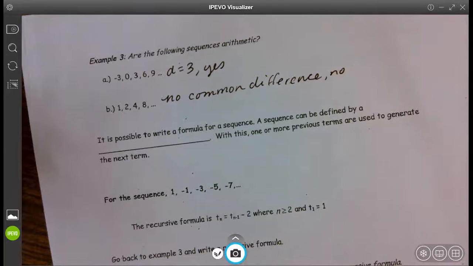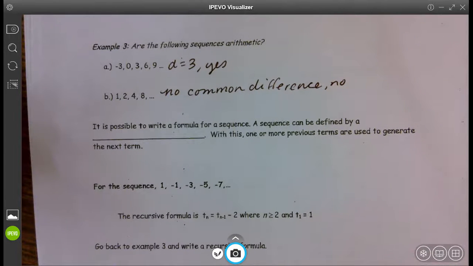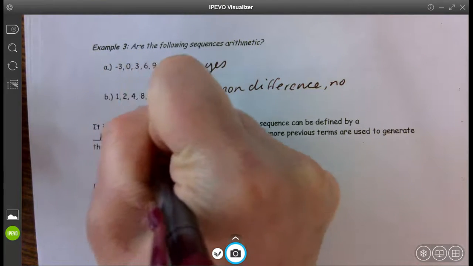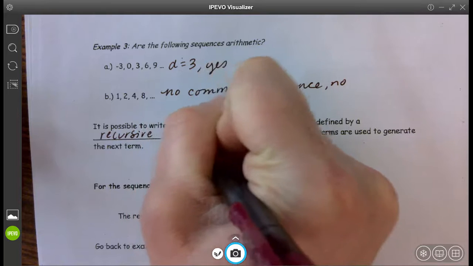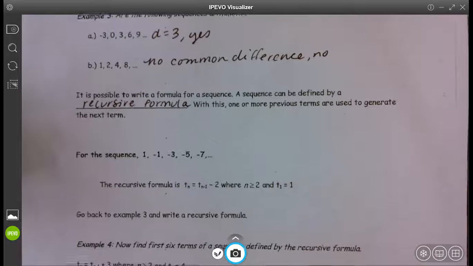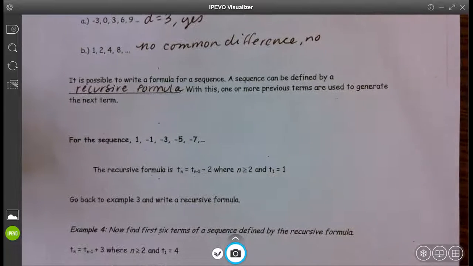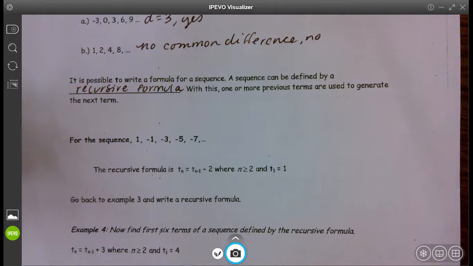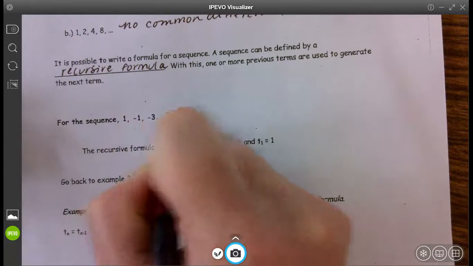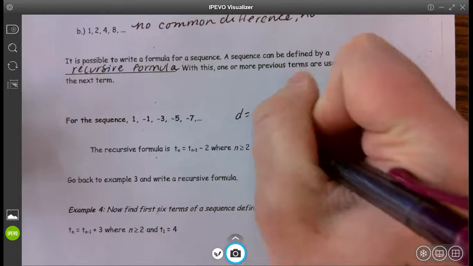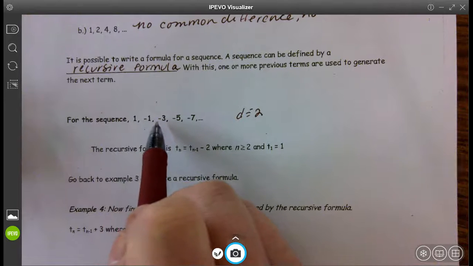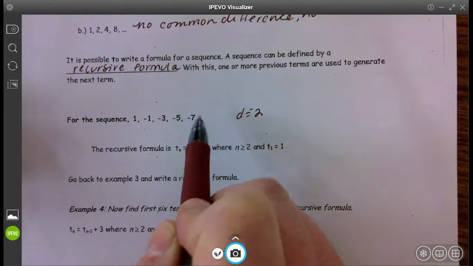So it is possible to write a formula for a sequence. A sequence can be defined by a recursive formula. So it can be written as a formula, but today we're going to focus on recursive formulas. There's going to be other ones. With this one, you use a previous term to generate the next term. So notice every time we're subtracting 2. Okay? So every time you have a term, you subtract 2. You subtract 2, you subtract 2.